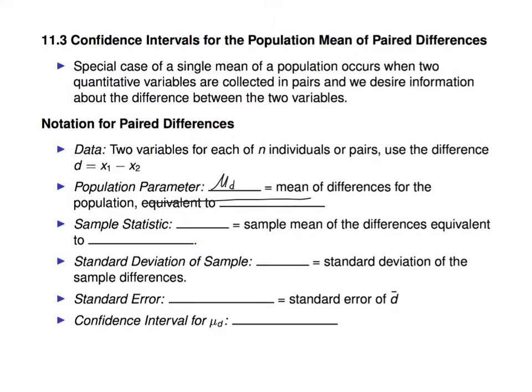Scratch that part, okay? This time I actually mean it. The sample statistic, the way we notate this is just with d bar, just to emphasize that they have come from differences. Scratch the equivalent to, because I'm not even sure if my equivalent to is correct, so I'm going to plead the fifth and just leave it off.